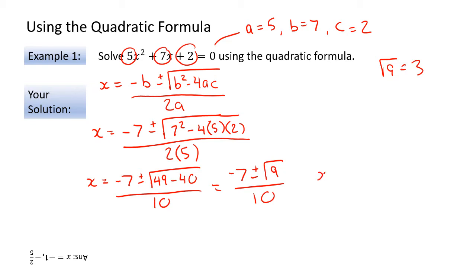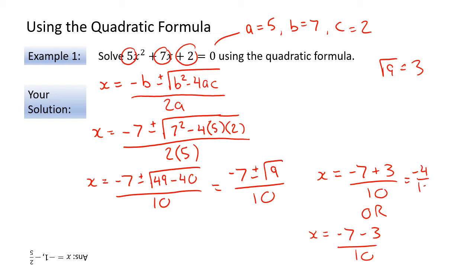which means your two roots are x equals negative 7 plus 3 divided by 10, or x equals negative 7 minus 3 divided by 10. In the first case, you get negative 4 over 10, which is negative 2/5. In the second case, you get negative 10 over 10, which is negative 1. So remember, these are the x-intercepts. So they are the points where they cross the x-axis.